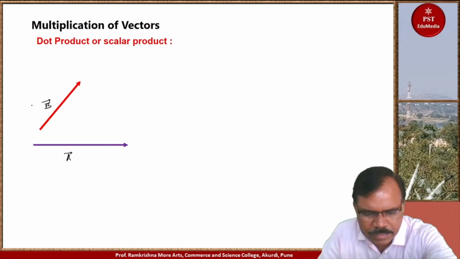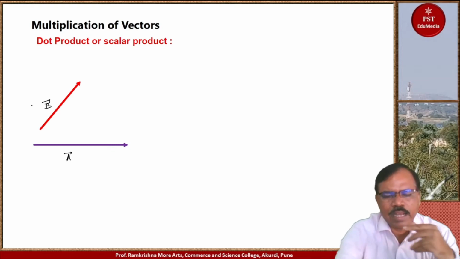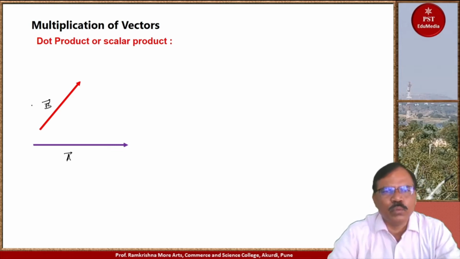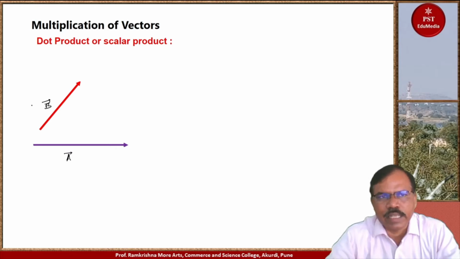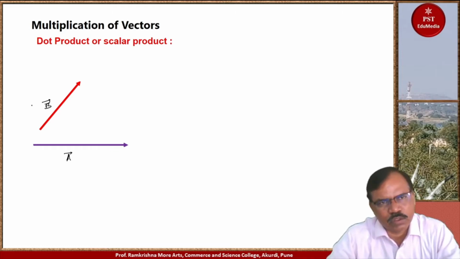Now multiplication of vectors can be a scalar quantity or can be a vector. If the multiplication of two vectors is a scalar quantity, that is called scalar product. If the multiplication of two vectors is a vector quantity, that is called vector product. The scalar product is also called dot product.